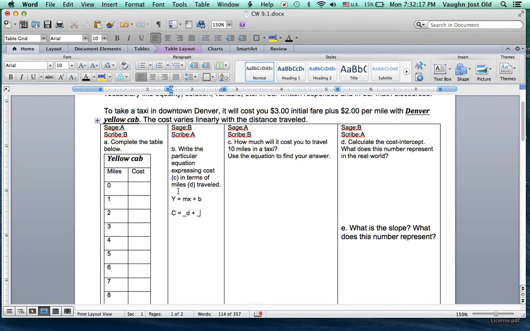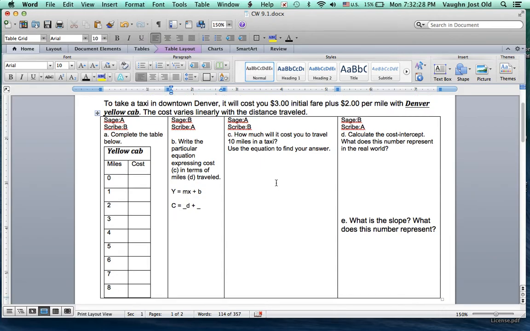Alright, so once we have this equation figured out, we want to go on to the next problem that asks how much will it cost you to travel 10 miles in a taxi? Now we could solve this several different ways. We could come back here to our table, and we've gone from 0 to 8 in our miles column. We could continue that on to 10 miles. In this case, it's asking to use the equation to find your answer. So how could we use our equation to figure out how much the cost would be after 10 miles in the taxi?